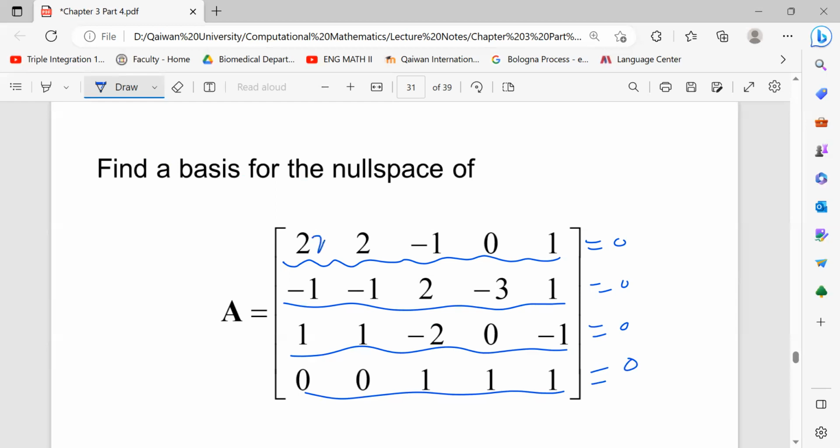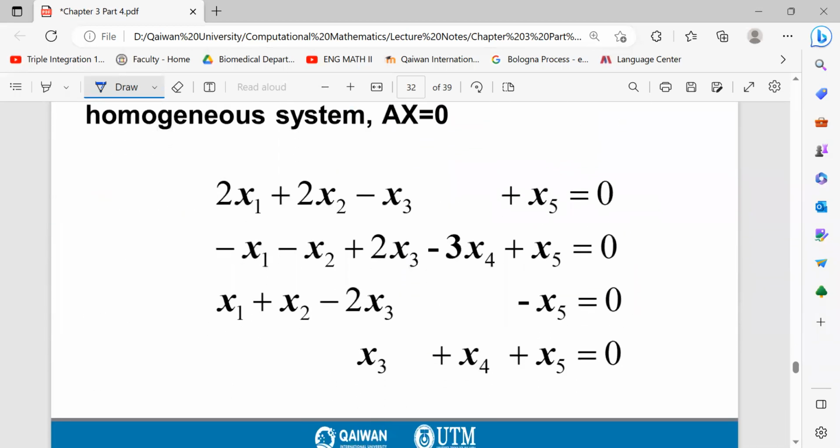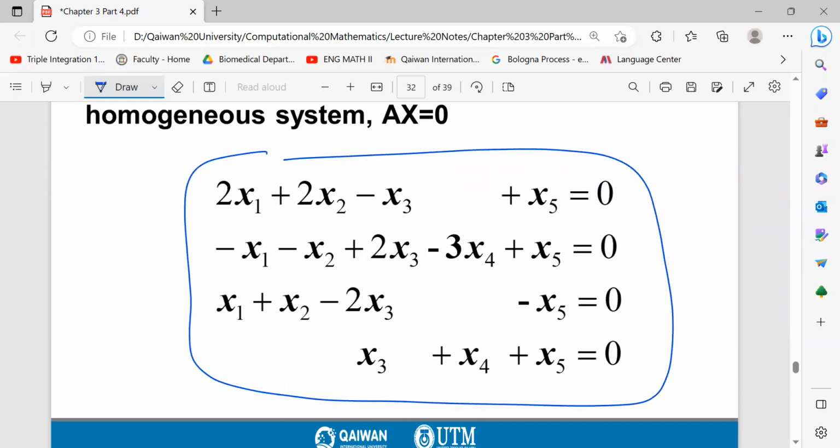What are these? We have x1, x2, x3, x4, x5. We get a system of linear equations that includes x1 to x5. Okay, and all the right hand sides are 0 because it's a null space. We set it equal to 0. That's it. This is our system. Now we solve this system by using either Gauss elimination or Gauss-Jordan. We need to find the values of x.